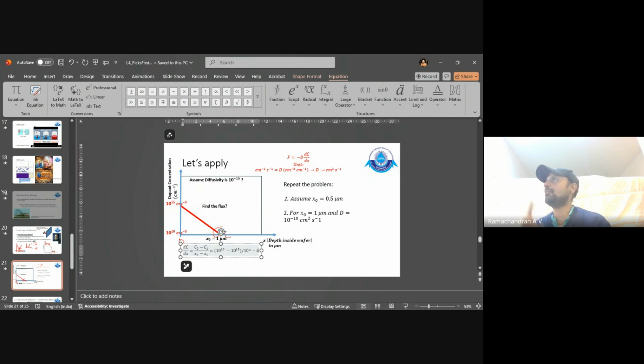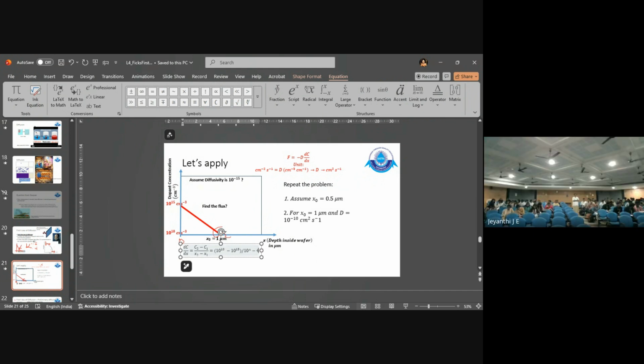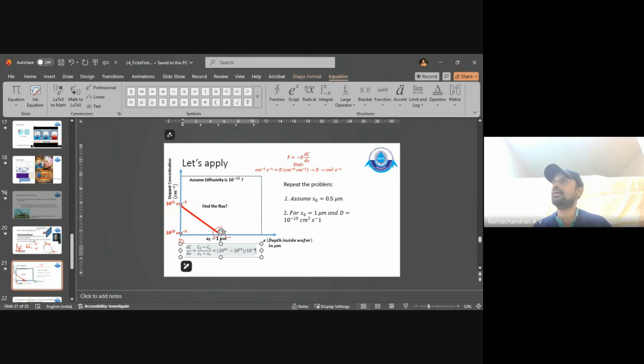How would you convert micrometer to centimeter? Micrometer is 10 power minus 6. Centimeter is 10 power minus 2. So to convert micrometer to centimeter, you have to multiply by 10 power minus 4, so 10 power minus 4 centimeters. See guys, this is a very important step. Some of your seniors have made mistakes in this. Because the denominator is micrometer and the numerator is centimeter, you have to convert to the same unit. Otherwise you make mistakes.